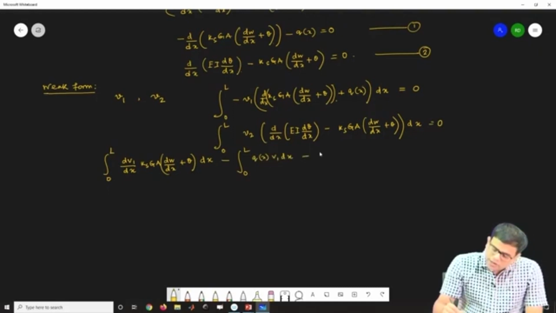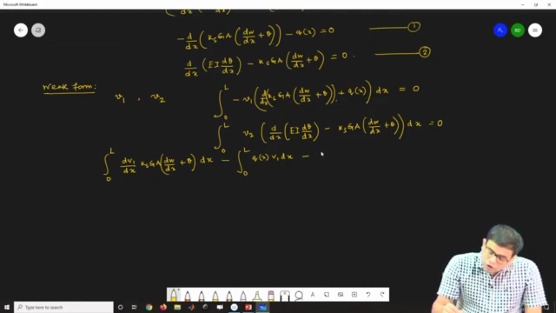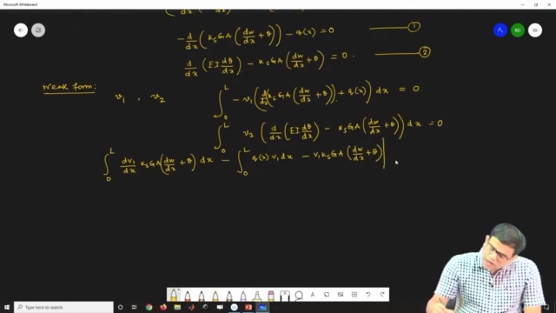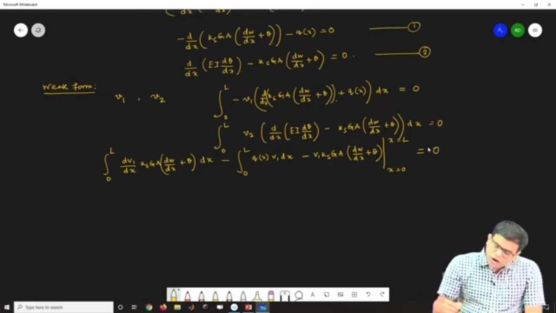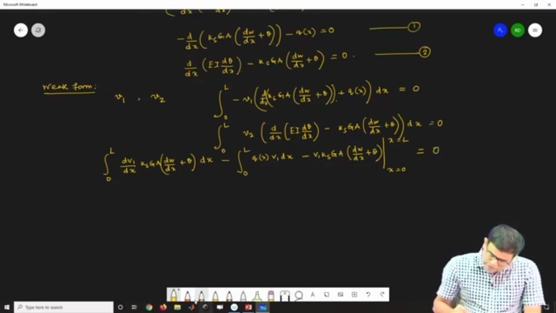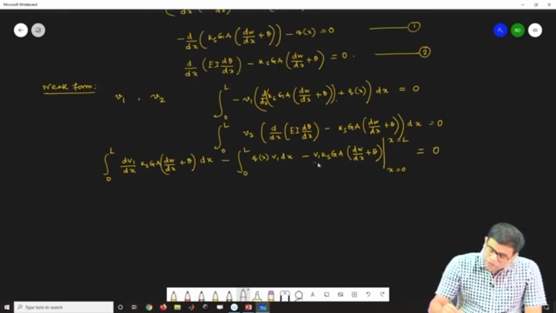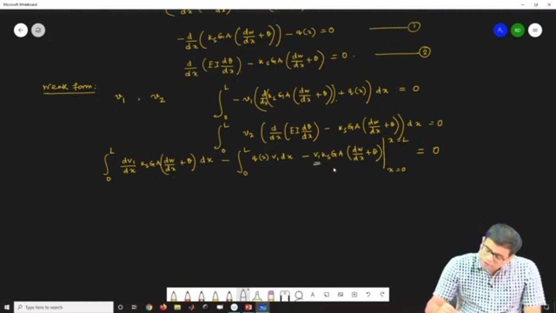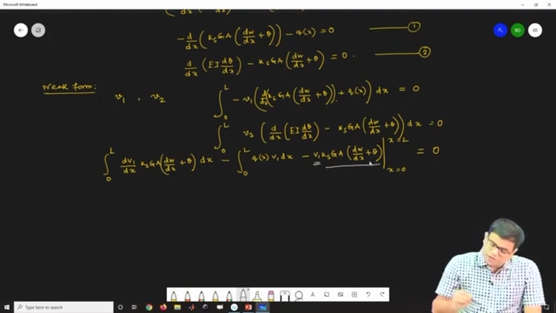Then we'll have the boundary term, that is your Ks Ga dw dx plus theta into v1. So this term has to be at x equals to 0 or x equals to L. So this is equals to 0. Now you see this term is essentially a weight function, and this term is the shear force essentially.